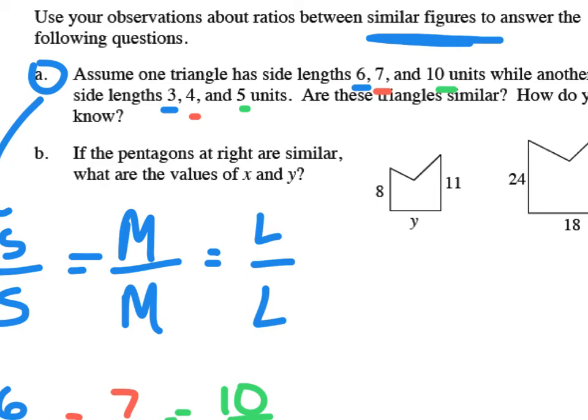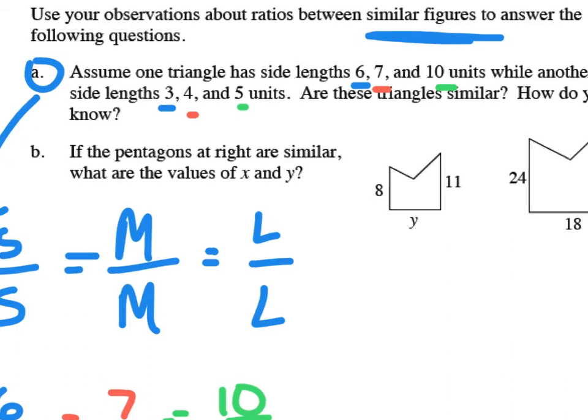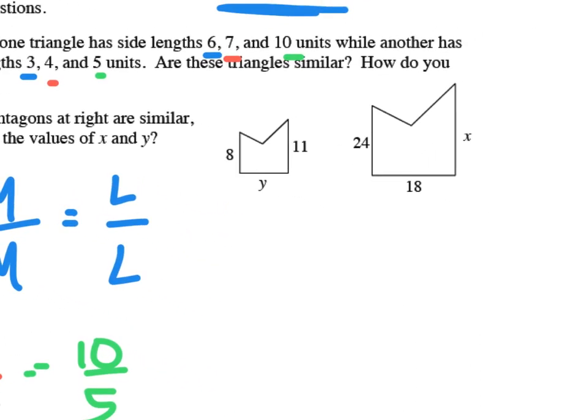Now, in question B, it says, if the pentagons at the right are similar, so we're saying, yeah, they are similar. We don't need to try and determine that. What are the values of x and y? Well, what I like to do, especially if I can color code, is take the side length 8 and highlight which side length that corresponds with in the other figure.